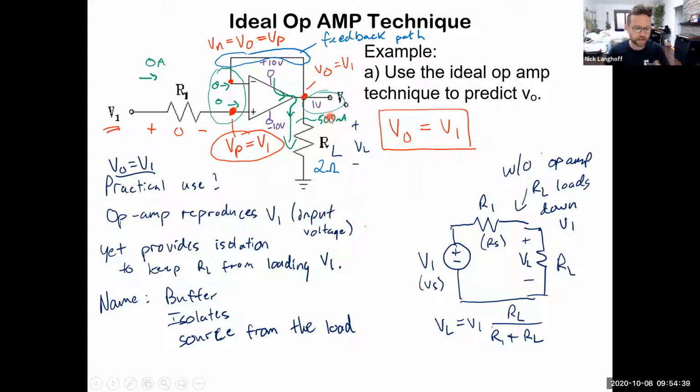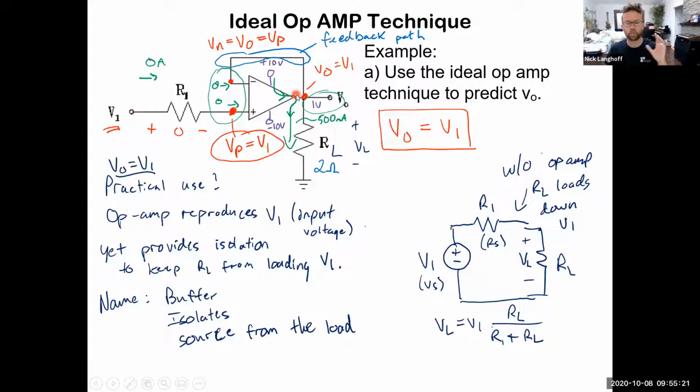Through that, we analyzed our first circuit and found that Vout was equal to V1. We called this circuit a buffer. It provides an output voltage just equal to the input voltage. What's the practical use of that? It isolates the source, with its source resistance R1, from the load. It prevents the load from loading down the source, and provides that voltage right here equal to the input.